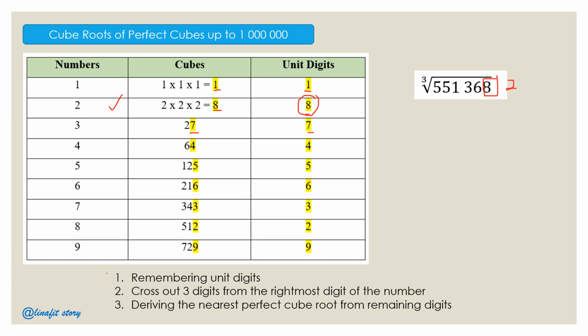Next, cross out 3 digits from the rightmost digits of the number. The last, deriving the nearest perfect cube root from remaining digits. The nearest cube root of 551 is 8. So the answer is 82.